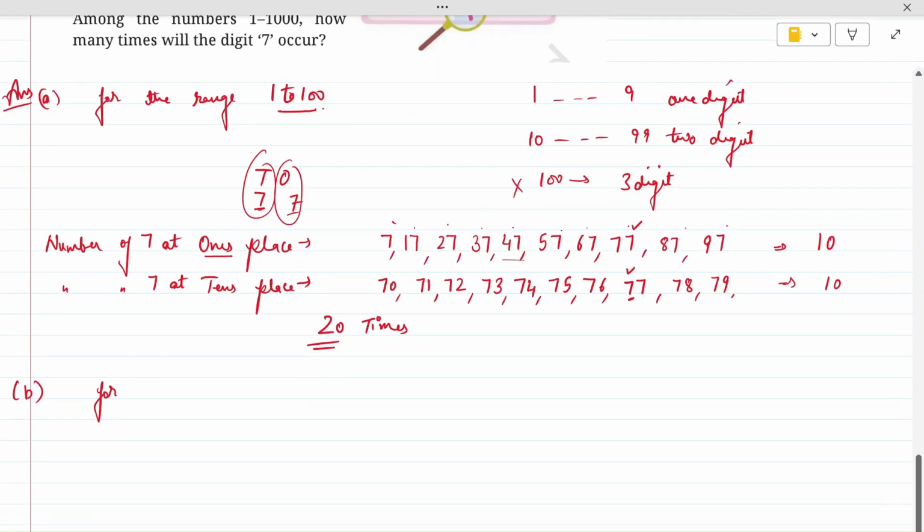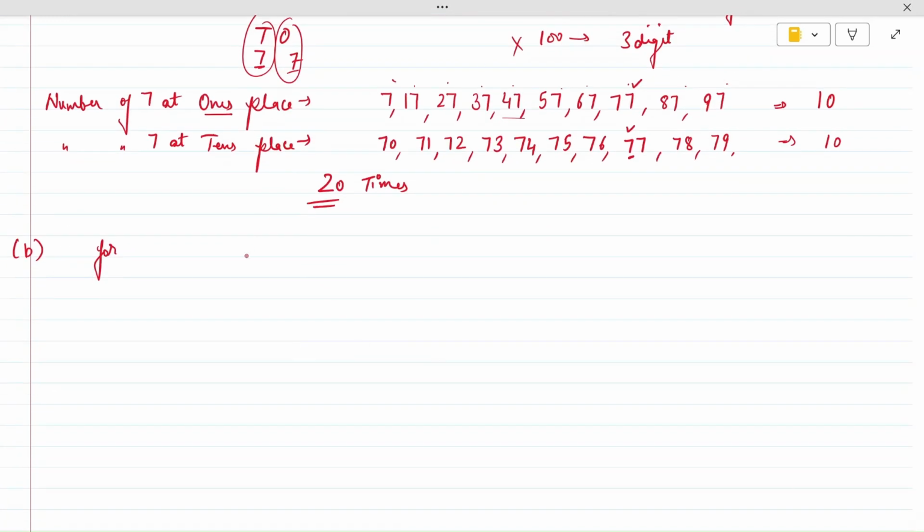For the range 1 to 1000, now number of 7 at ones place. Okay, so kids, just understand, when we had 1 to 100, what we have calculated was 7, 17, 27 till 100 part. But now in 1000 we have this thing repeated 10 times.